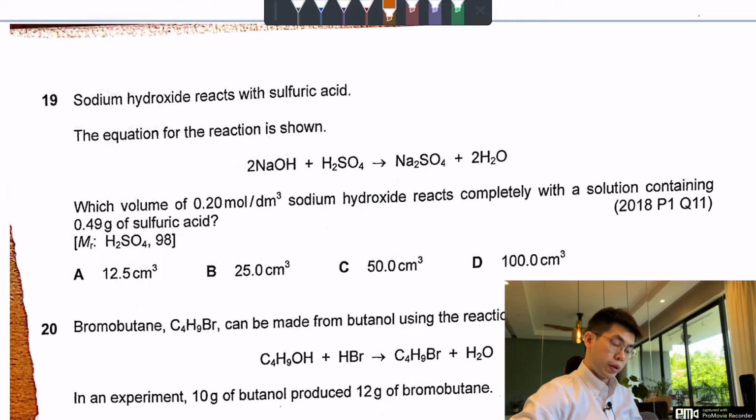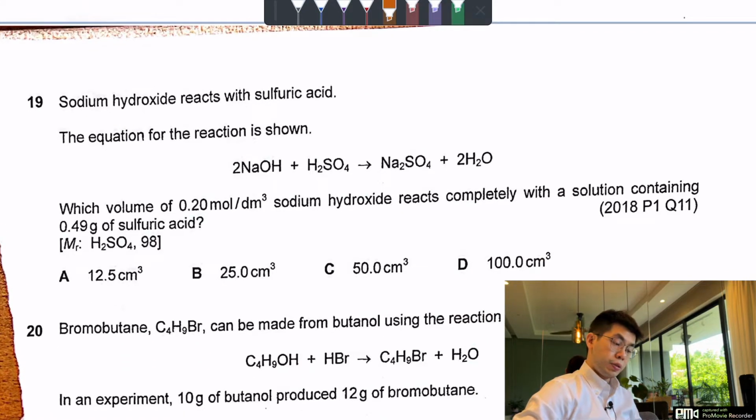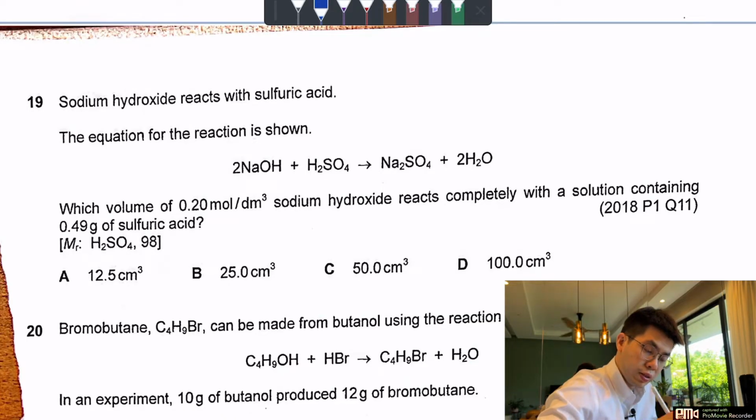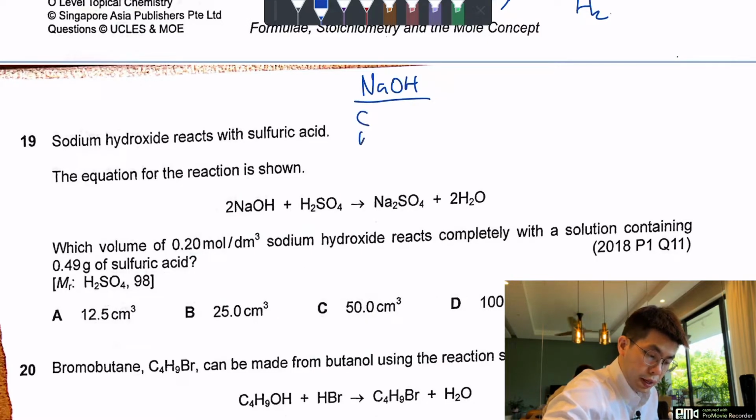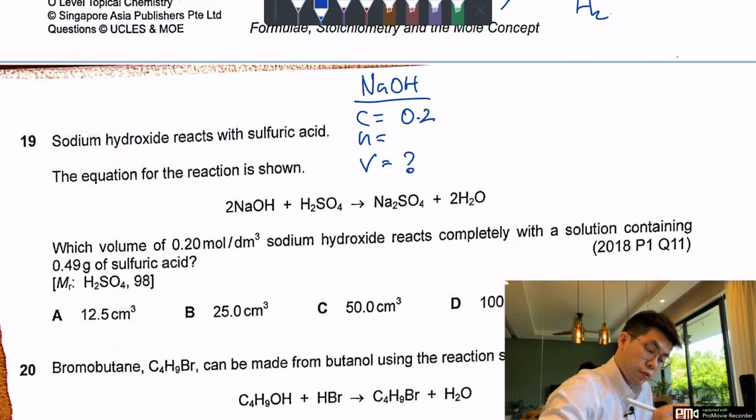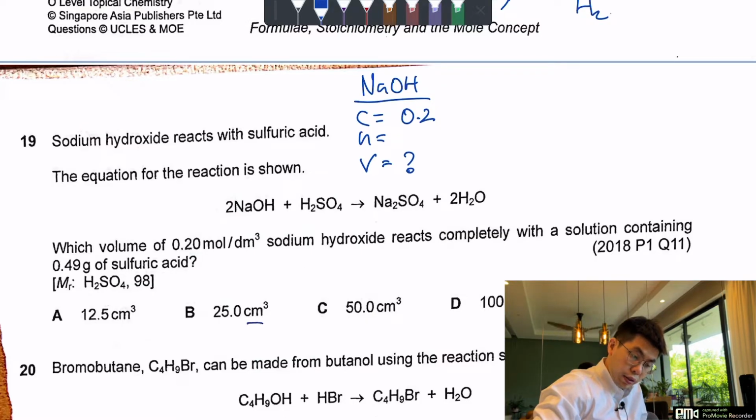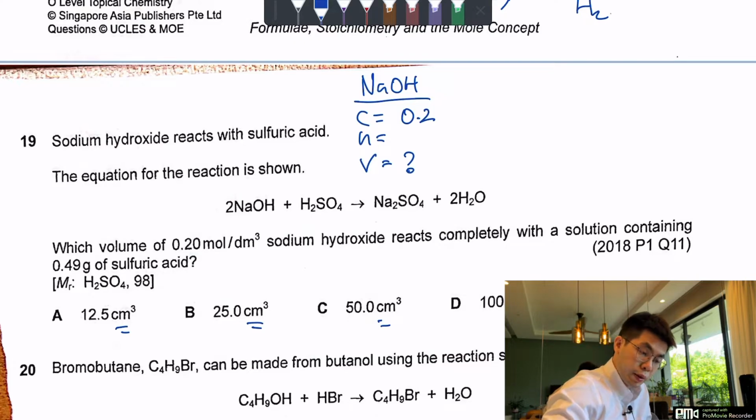Alright, now let's look at question number 19. Sodium hydroxide reacts with sulfuric acid, and they give you the volume of sodium hydroxide and the solution of sulfuric acid. So what volume will react with this mass of sulfuric acid? Now when you see this equation, you should know that immediately I must write C, N, and V. I am given sodium hydroxide concentration 0.2, and I want to find the volume here. The answer is all in cm cube, but eventually this one must be in dm cube, right?